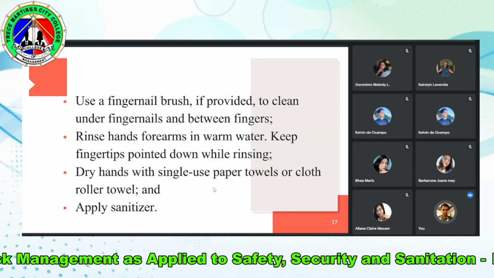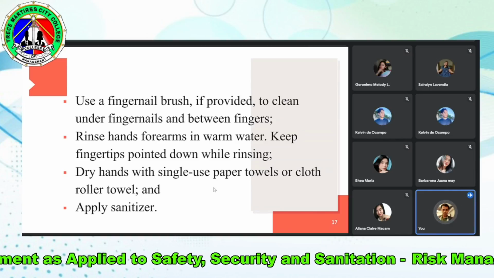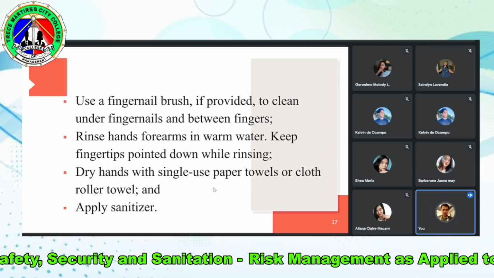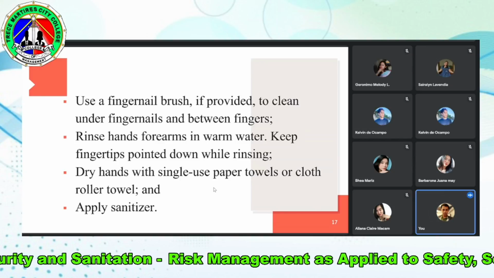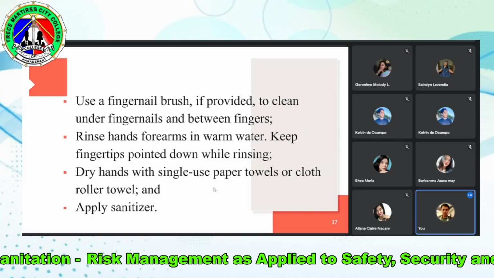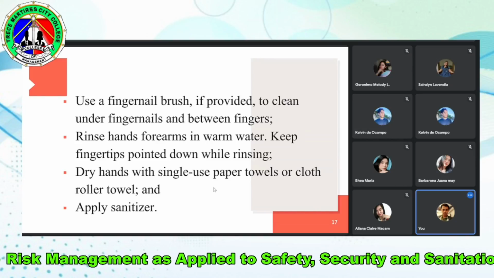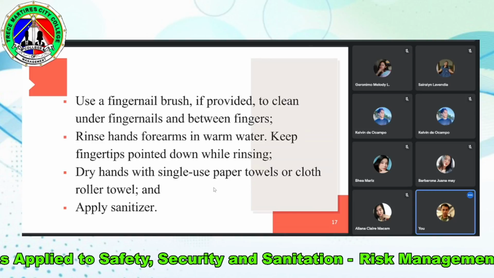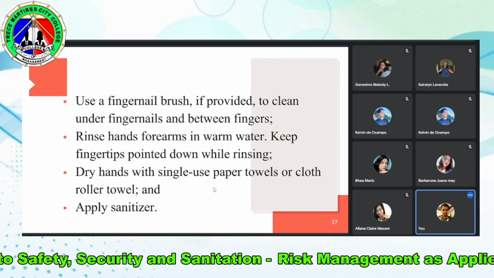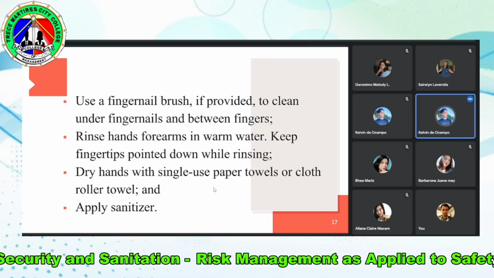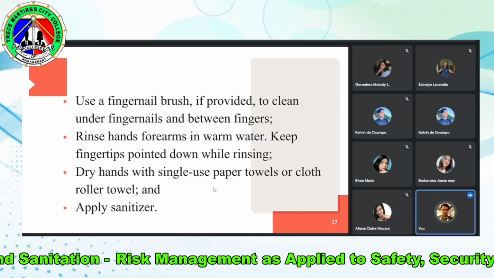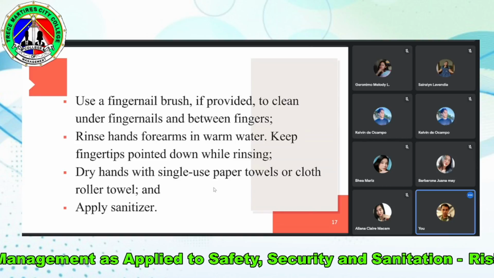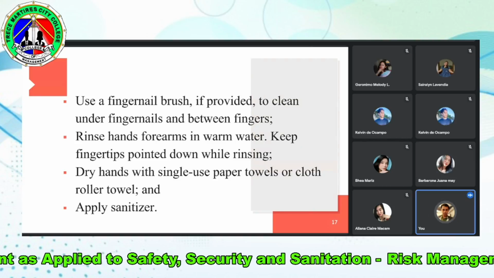Alright. My first question is, bakit kailangan below the elbow yung paghuhugas ng kamay? Di ba ang sabi, wash your hands properly lang. Ba't kasama yung arm? Mr. De Ocampo. Sir, wala po akong idea. Sorry po. Anyone? Miss Barbarona? Bakit kailangan kasama yung arm?